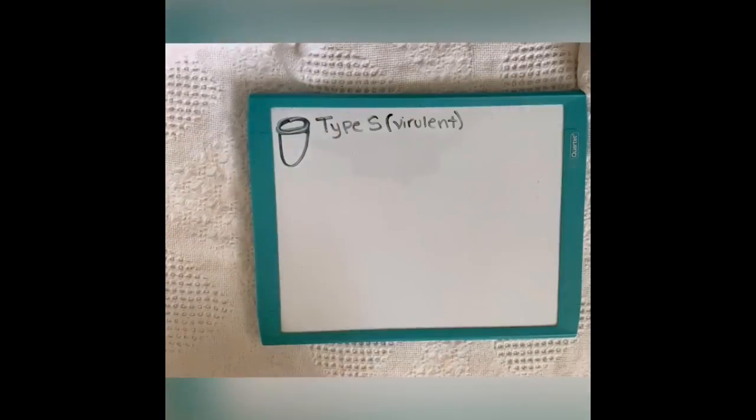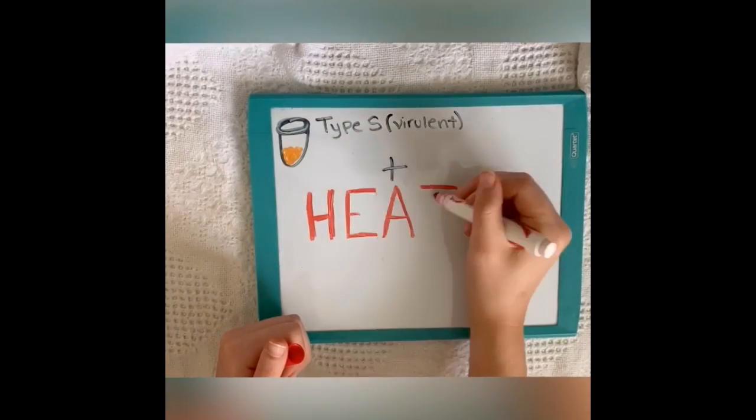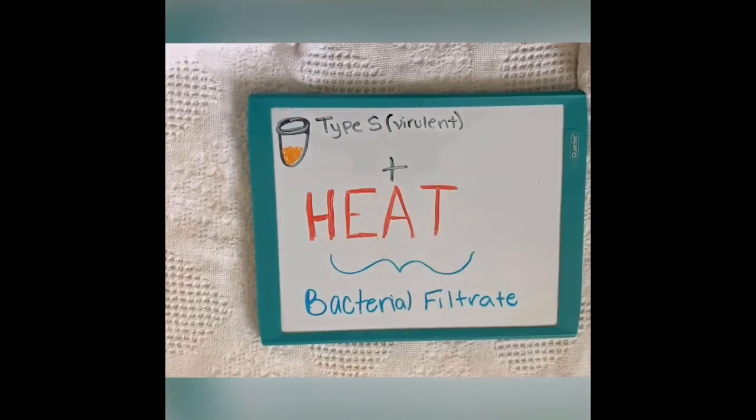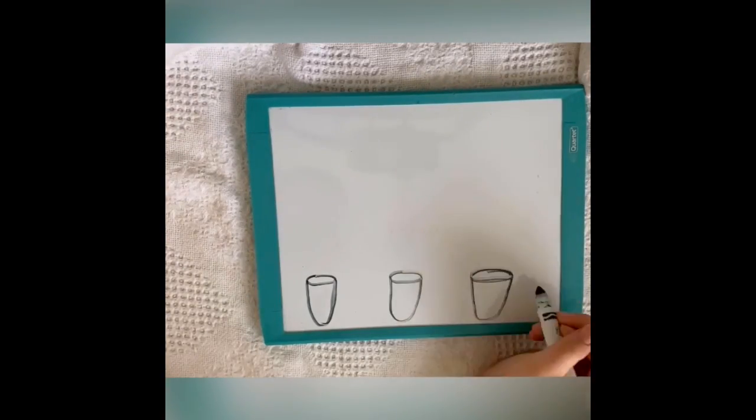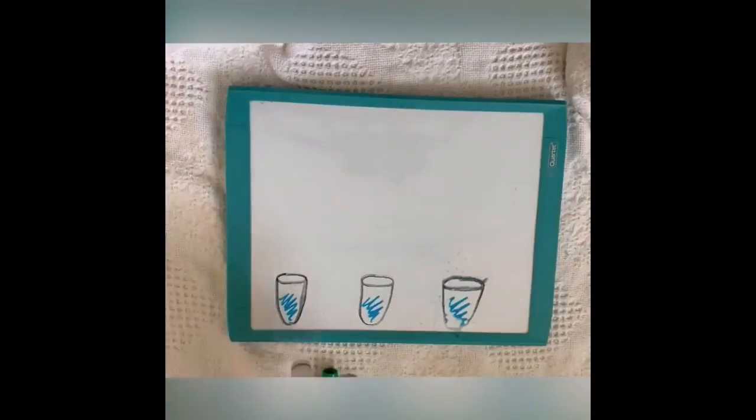First, they took a type S substance, which was virulent, and heated it to kill off everything and leave bacteria filtrate. They then divided this filtrate into 3 parts and added treatments to each one.